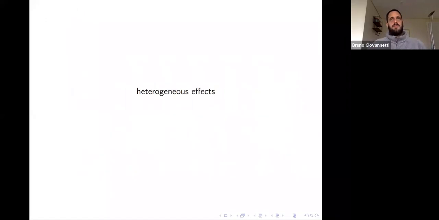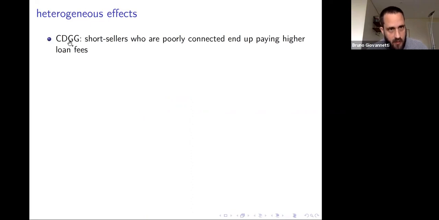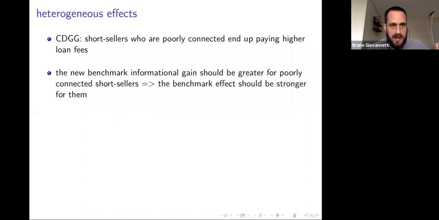And then we go forward in a kind of a diff exercise. Was the difference different for different investors? So this is our paper, Chag, Deloso, Gennaro, and Giovannetti. According to our previous paper, short sellers who are poorly connected end up paying higher loan fees in the market. This is basically what we show in the previous paper. The new benchmark informational gain should be greater for poorly connected short sellers. So we may expect the benchmark effect to be stronger for these poorly connected short sellers, right?